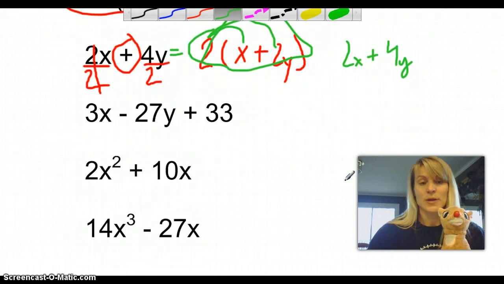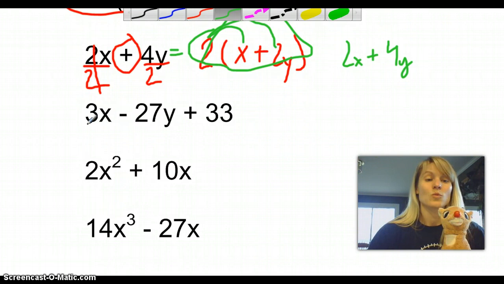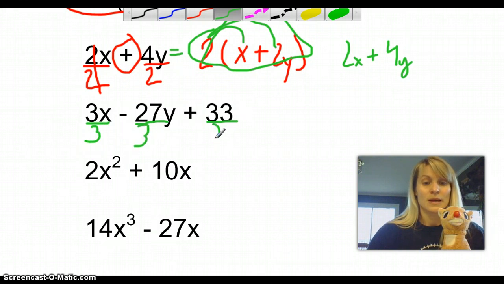So this is called a trinomial, because it's 3 terms. So the first thing we want to look at is what will go into 3, 27, and 33. And hopefully you know that 3 is the largest number that will go into all of those. And then I look at my variables. That has an x, that has a y, that has no variable. So there's no variables they share, so I cannot include the variables.